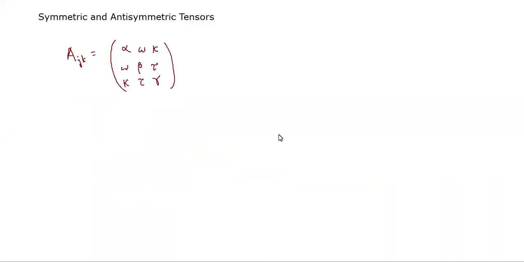Okay, so we've seen a couple of these. Here's a tensor. Think about them as numbers if you want. But what do you notice about this particular tensor? Everything in this corner is basically mirrored in this corner. So this is what's called a symmetric tensor.